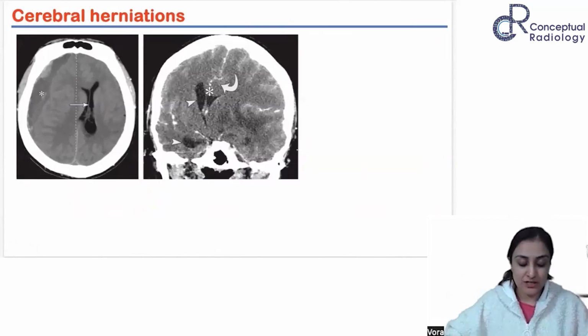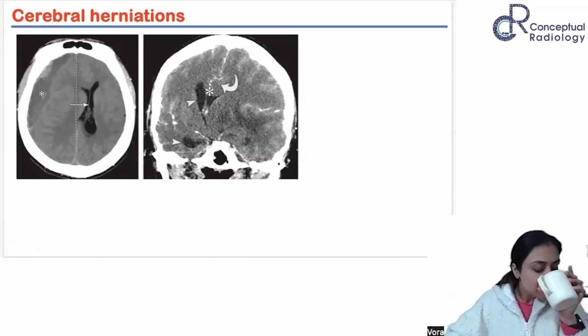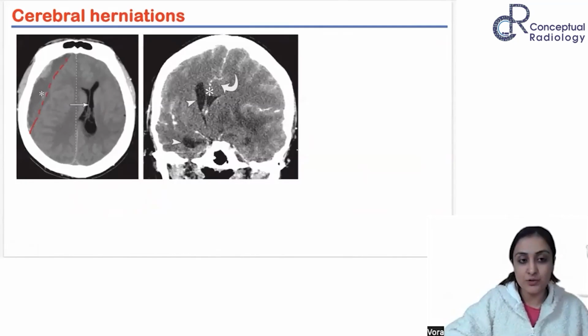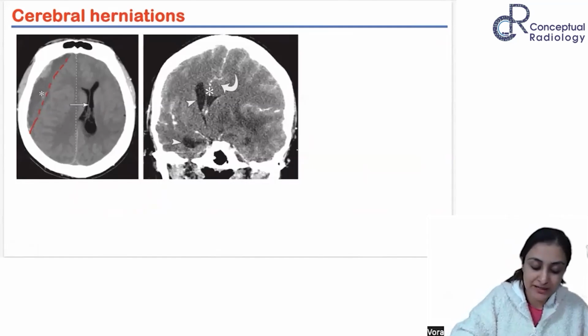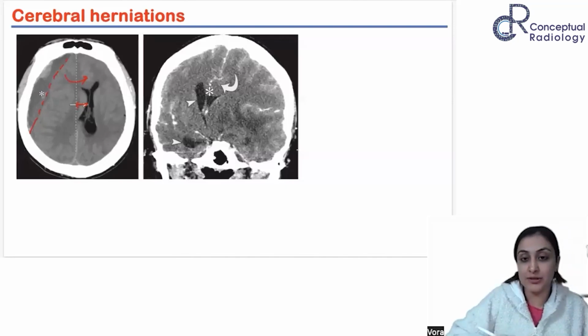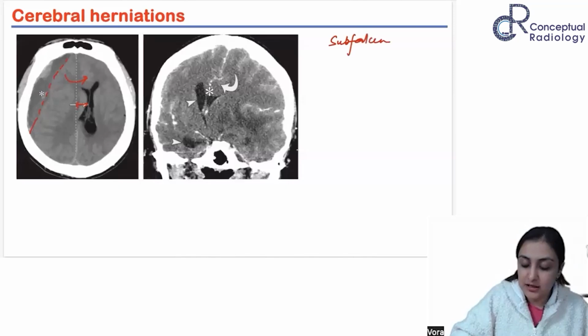So can you tell me what is the herniation here? You can see that there is an SDH here. You have acute on chronic SDH with a significant midline shift. As I said, how do we calculate the midline shift? Draw a line through the falx and you see the septum. So this is what you measure here. This is the midline shift and you see that there is herniation of the cingulate gyrus. So this is your subfalcine herniation, right?